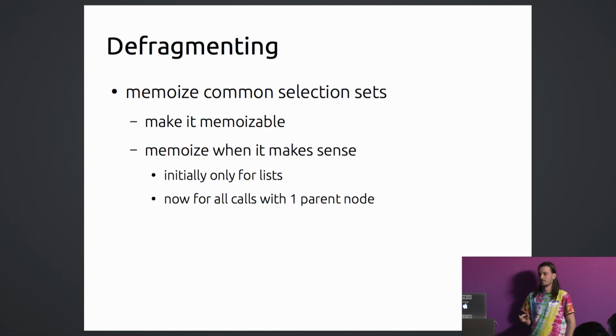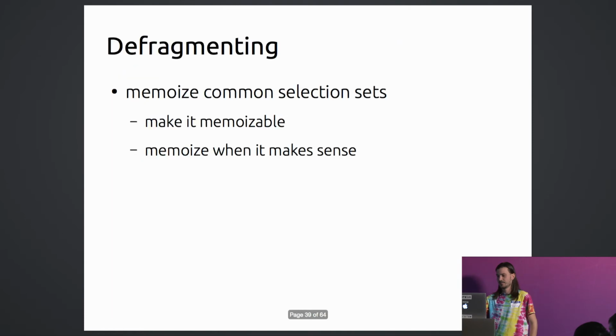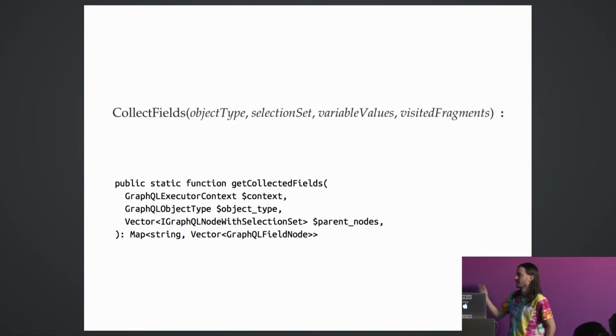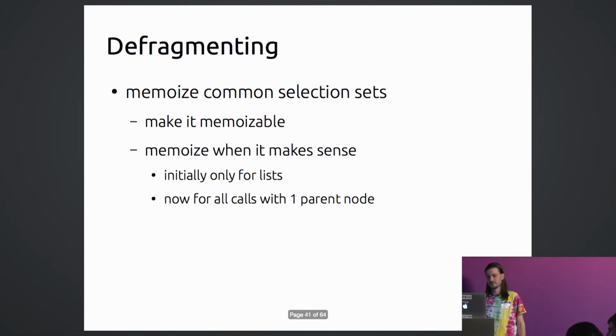At that point, it became feasible to memoize even more often. Now we memoize always, but only as long as this vector of parent nodes only has one element, which turns out to be over 90% of cases. If it has more than one element, which is in one of those crazy merging scenarios, then in those cases we just don't memoize it. And that seems to work pretty well.